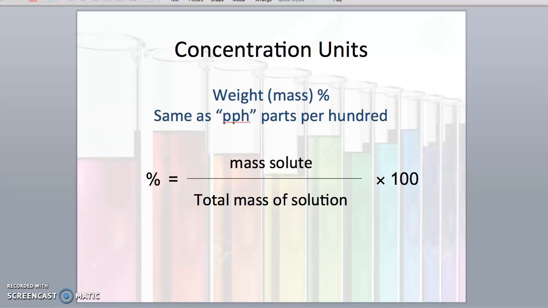Weight percent, sometimes called mass percent. This is mass, and we get a percent by multiplying by 100. So simply the mass of the solute over the total mass of the solution. So we're seeing a repeating trend here. It's typically solute over solution. In this case, it's a percent, so we have to multiply by 100.